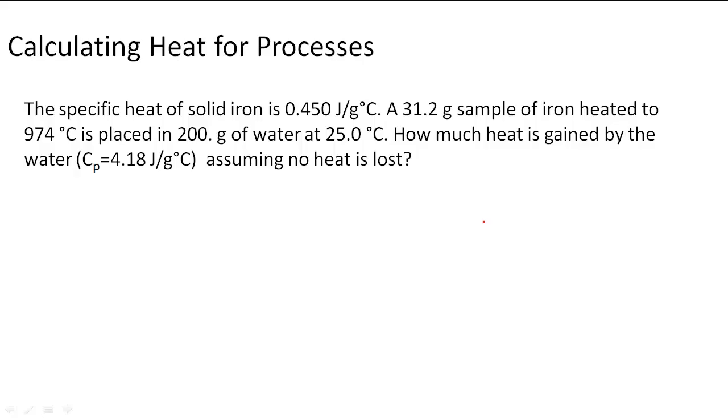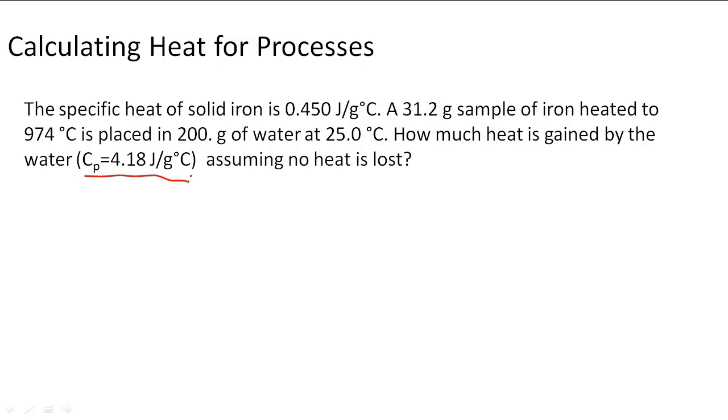Calculating specific heat for processes. In this problem, it says the specific heat of solid iron is 0.450 joules per gram times degrees Celsius. A 31.0 gram sample of iron is heated to 974 degrees Celsius and is placed in 200 grams of water at 25 degrees Celsius. How much heat is gained by the water, assuming no heat is lost? And here is the specific heat of water.